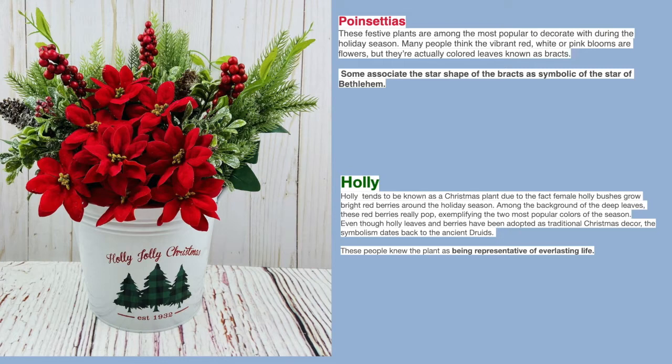And then holly is known as a Christmas plant due to the fact that the female holly bushes grow bright red berries around the holiday season. And among the background of the deep leaves, these red berries really pop. Even though the holly berries have been adopted as traditional Christmas decor, that symbolism dates way back to the ancient Druids, and this plant was representative of everlasting life.